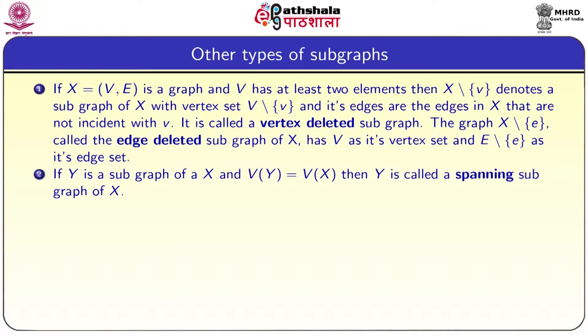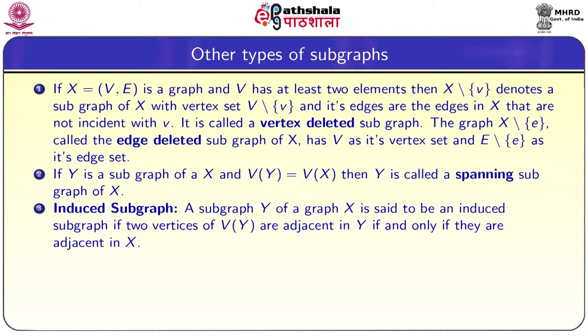If Y is a subgraph of a graph X and V of Y equals V of X, then Y is called a spanning subgraph of X. That means for a spanning subgraph, the vertex sets are the same, but the edges may be different. Induced subgraph: a subgraph Y of a graph X is said to be an induced subgraph if two vertices of Y are adjacent in Y if and only if they are adjacent in X.